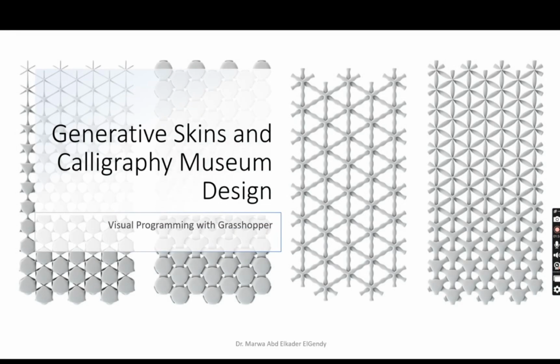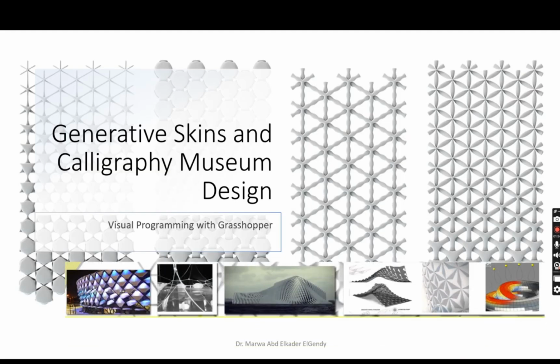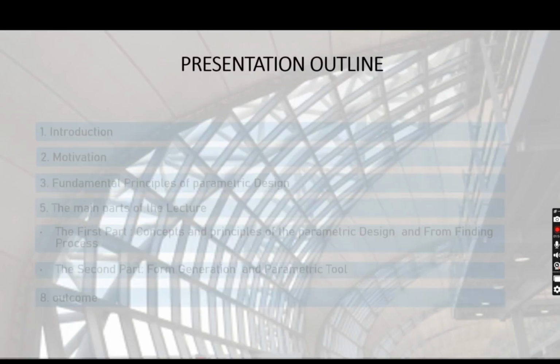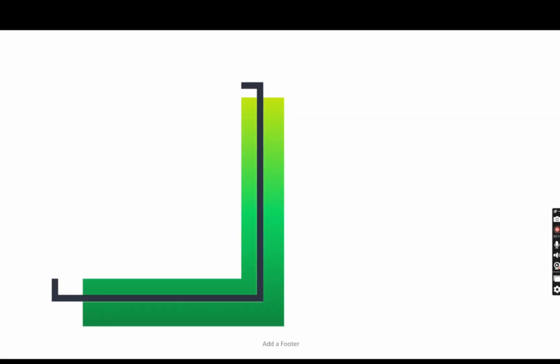The first title that we are going to start this workshop with: generative skins and calligraphy museum design. We will talk about the way that we can use in the design and how it will impact your studio for design. The presentation outline: introduction, motivation, fundamental principles of parametric design. The main part of the lecture: the first part is about the concepts and principles of parametric design, and the second part is about form generation and parametric tools, and the final outcome in the program.